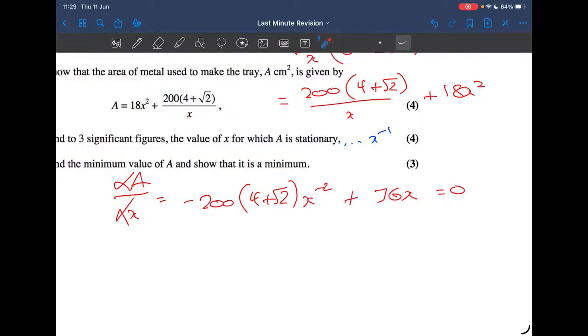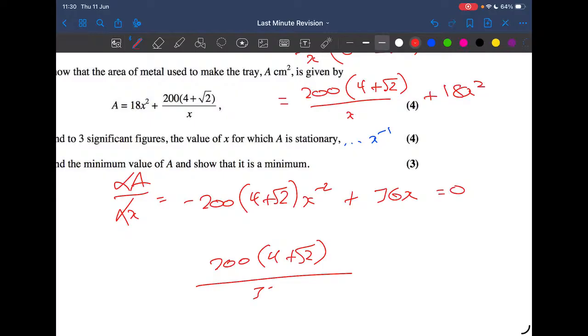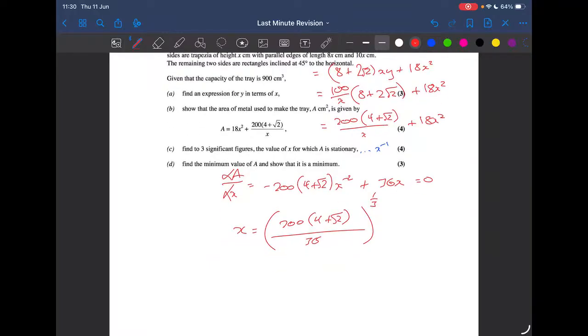So it's equivalent to having them equal to each other. Times that across to make it a cube, divide by the 36 and cube root. So it's 200, 4 plus root 2, over 36, all to the power of 1/3. That'd be x. Show it's a minimum.